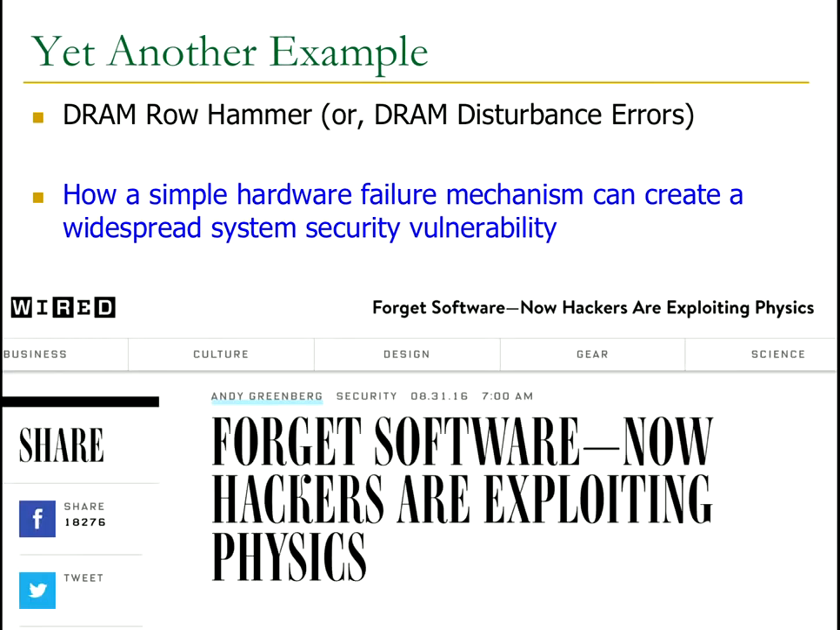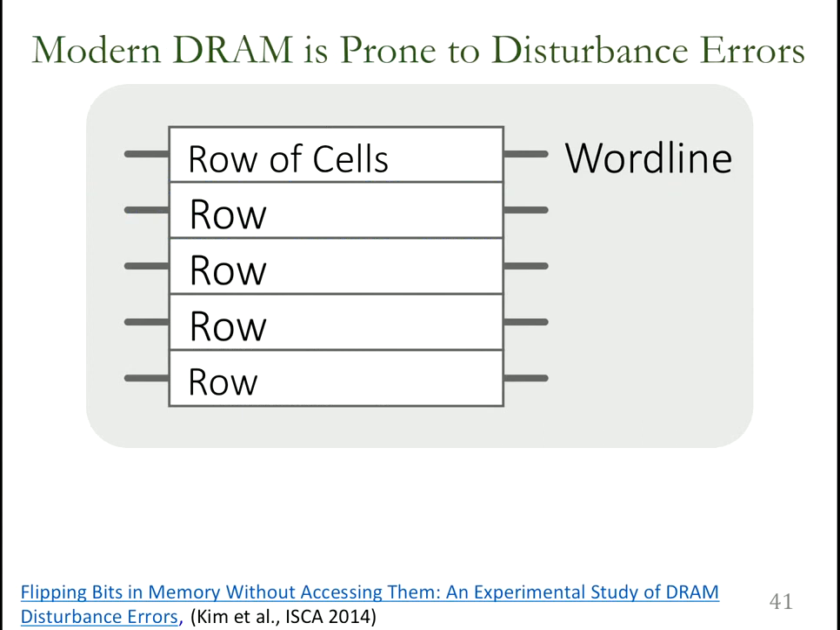And if you haven't read it, you can do a search. This is one search that I did, and Wired magazine came up with, "Forget software, now hackers are exploiting physics." And that essentially describes it at some abstract level. But basically, I'll tell you, again, at an abstract level, what happens in modern DRAM chips.